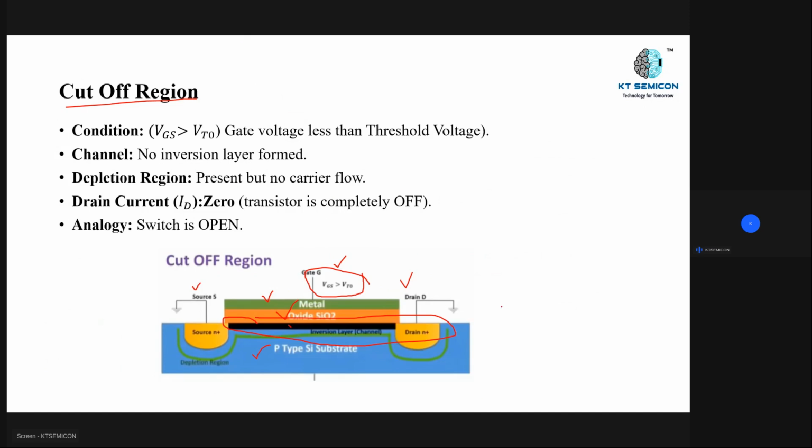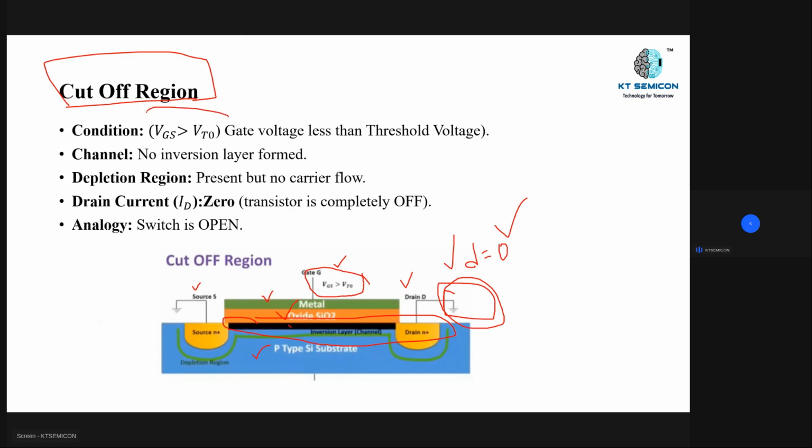Why? There is no conduction of current because here the drain voltage is connected to ground. Whenever the drain voltage is 0, even though I have a conducting channel in between the source and drain, because of this VD voltage there is no conduction of current between the source and drain, right? That's why we see a cutoff region here.